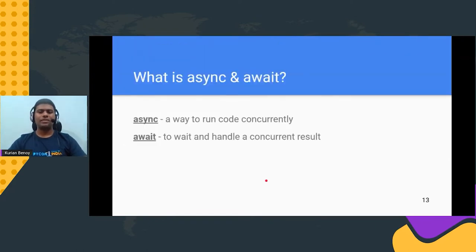So what are the keywords async and await? I would like to define them from a layman's perspective for the sake of our discussion. async is a way to write concurrent code, and await can be used to train. All the code can't be running concurrently, right? Some code needs to wait, and for such code to have a waiting condition, we use the await keyword.